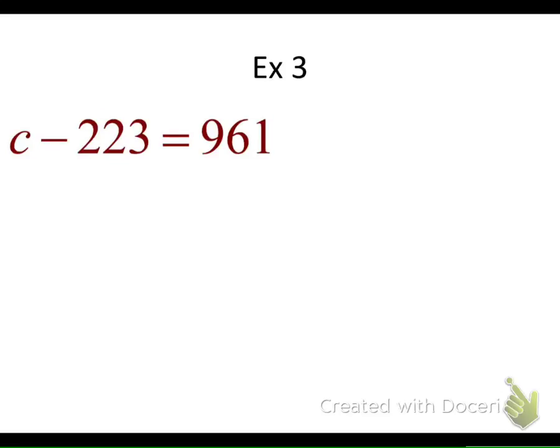Okay, next one here, example number 3. We're going to work with some bigger numbers. C minus 223 equals 961. All right, David. First thing I'm going to do, you're going to circle C.